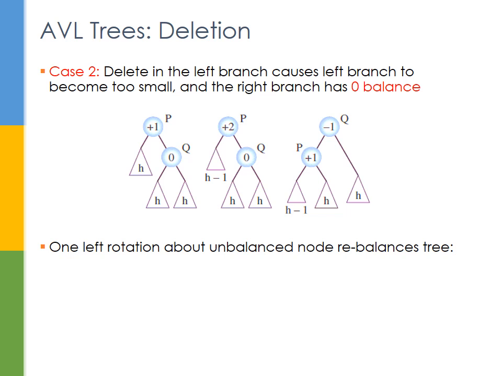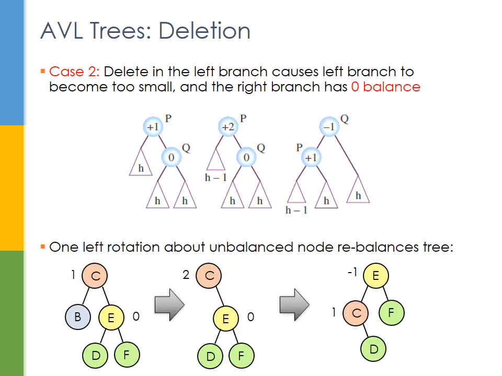In order to correct this unbalanced AVL tree, we perform the same kind of rotation as what we saw in case 1. So we perform a single left rotation about the unbalanced node. Let's look at that in terms of this example over here. Here we have a balanced AVL tree, and we are deleting node B in this case. Again, we are performing a delete by copying, but we are deleting a leaf node, which means that we simply delete the node in question. So this is then the resulting AVL tree.